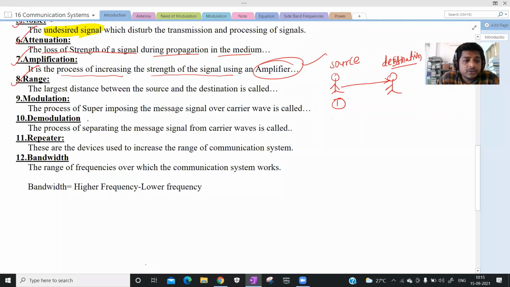Next are modulation, demodulation, bandwidth. These terms are very, very important. So how to increase the strength of the signal? That is the question. Here we are doing amplification. Amplification is the process of increasing the strength of the signal. Now one question arises: how to increase the strength of the signal? That is the main thing. We can increase the strength of the signal by doing modulation. Understood?